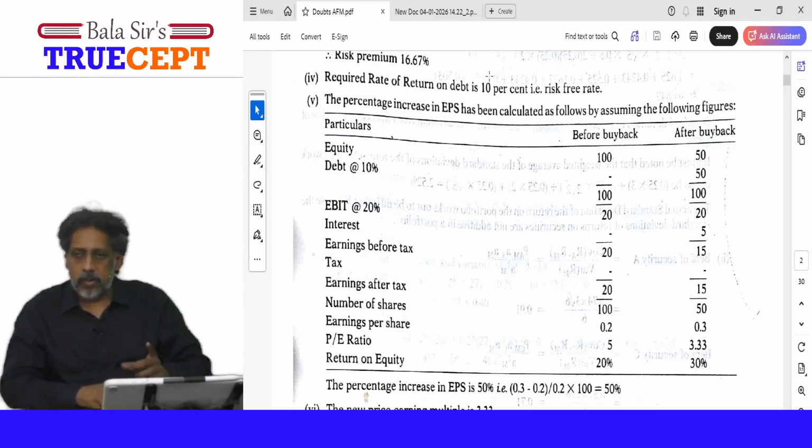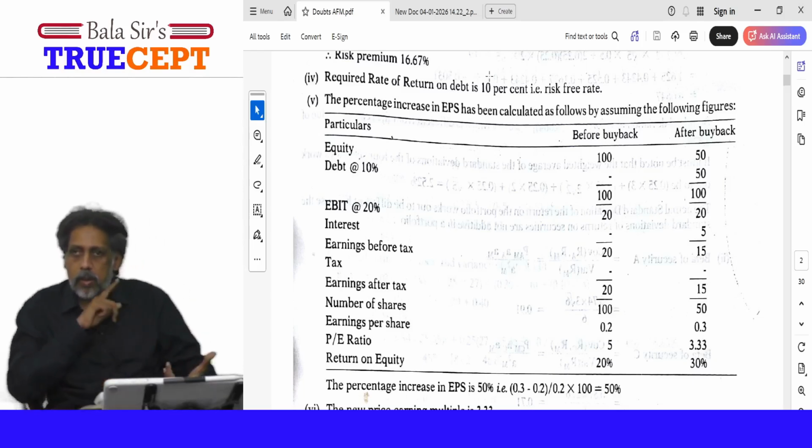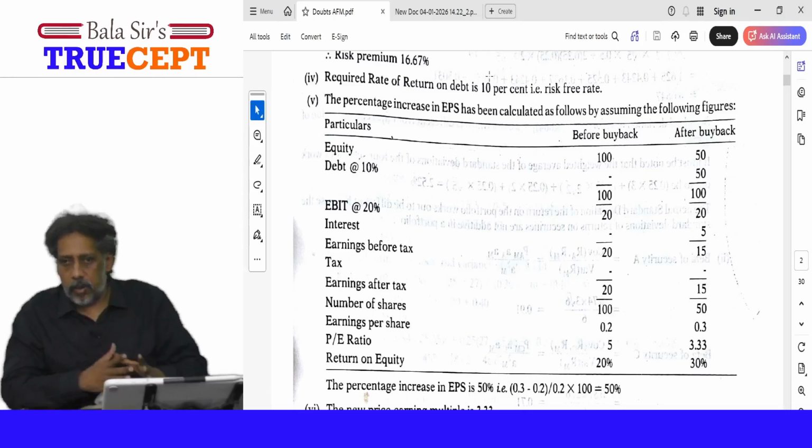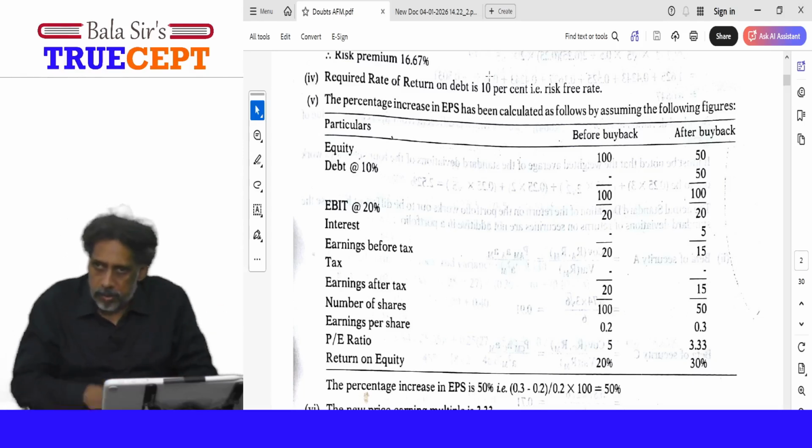Now what he has done, he has made a nice table, just see. So particulars before buyback and after buyback. First line, equity. Let's assume that there are 100 shares. This is a market value balance sheet, based on market. So 100 shares into 1 rupee per share is 100. And post buyback, 50 shares of 1 rupee, 50. And how much 10% loan? 0 and 50. What are the total funds employed? 100 and 100. This is basically the balance sheet.